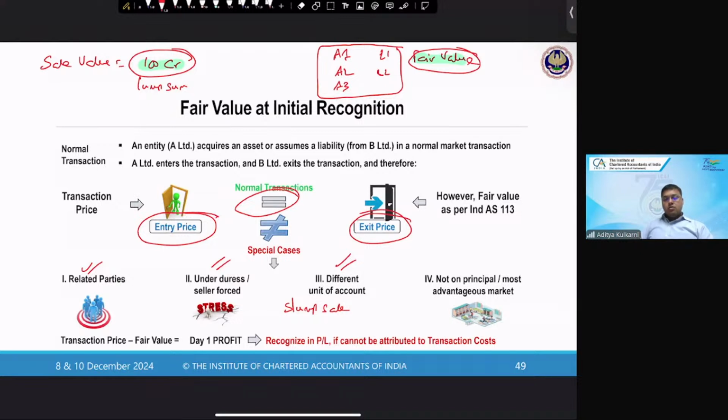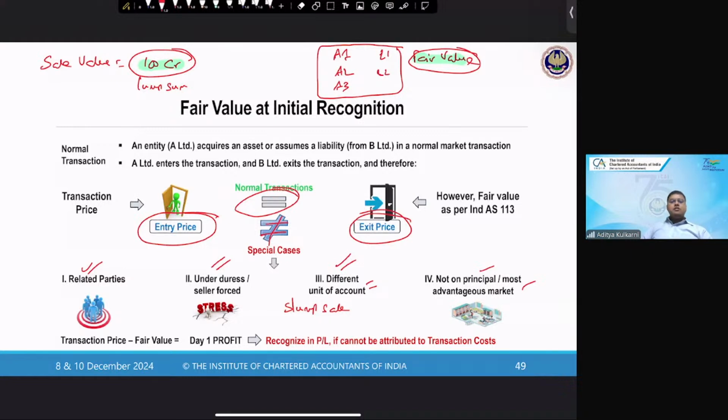So this fact that they are different units of account has given rise to a difference between entry price and exit price. Different unit of account gives rise to a different entry price and different exit price. Is it okay? Yes, sir. And finally, if the sale has not happened in the principal or most advantageous market, but in some other market, then the entry price and exit price will not be equal.